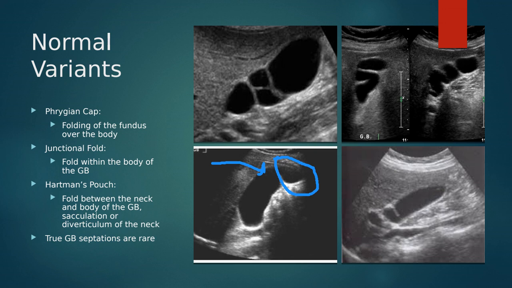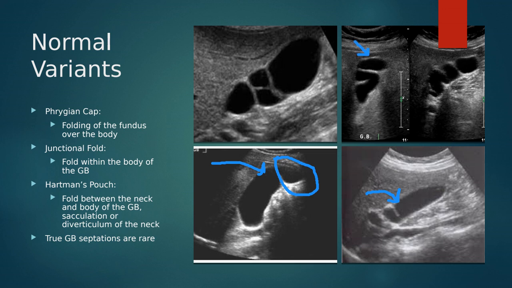A Hartmann's pouch, that's going to be where we have a fold between the neck and the body of the gallbladder. So kind of at the opposite end of that, that's going to be this guy right here, right? So it's kind of folding more towards the neck portion of the gallbladder. A junctional fold is when we have a fold right in the middle. That's going to kind of be this guy up here.